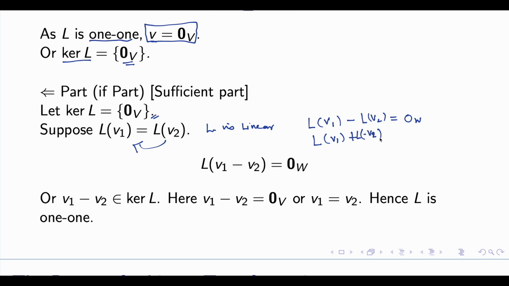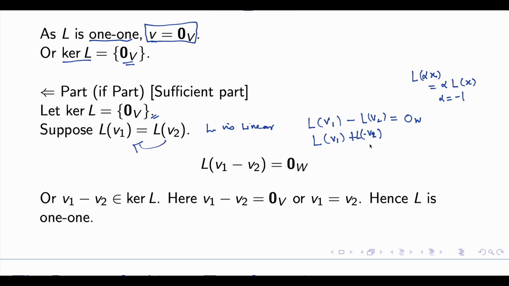V2, right? Because L of alpha X is equal to alpha L of X. So basically what I'm trying to say is alpha is equal to minus 1. So this minus goes inside because of linearity of L. L is linear, okay? And kernel contains only 0 vector. Then we have to prove that L is 1-1 also, okay?